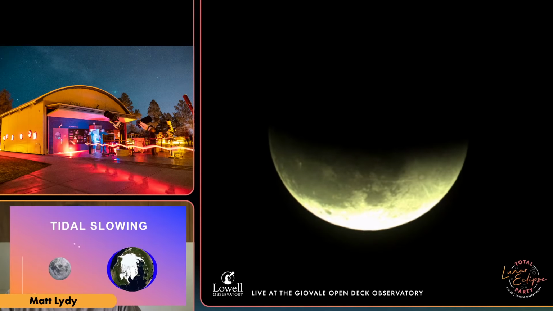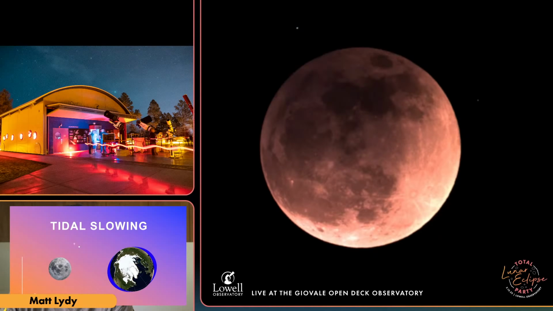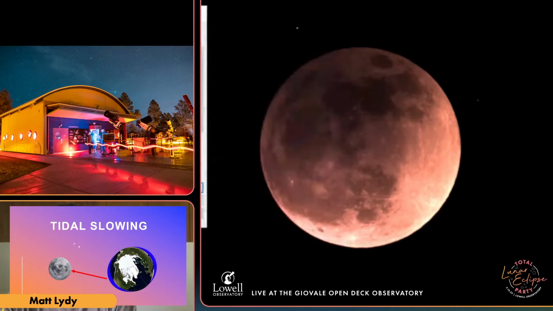Now let's get into something called tidal slowing. As the Earth rotates, it actually brings the tidal bulge with it. So if we play this, we can see that as Earth rotates, it rotates the tidal bulge away from the moon. Well, the moon doesn't like this. The moon wants the tidal bulge to be lined up. It applies a corrective gravitational force, trying to pull this bulge back to being aligned with the moon.